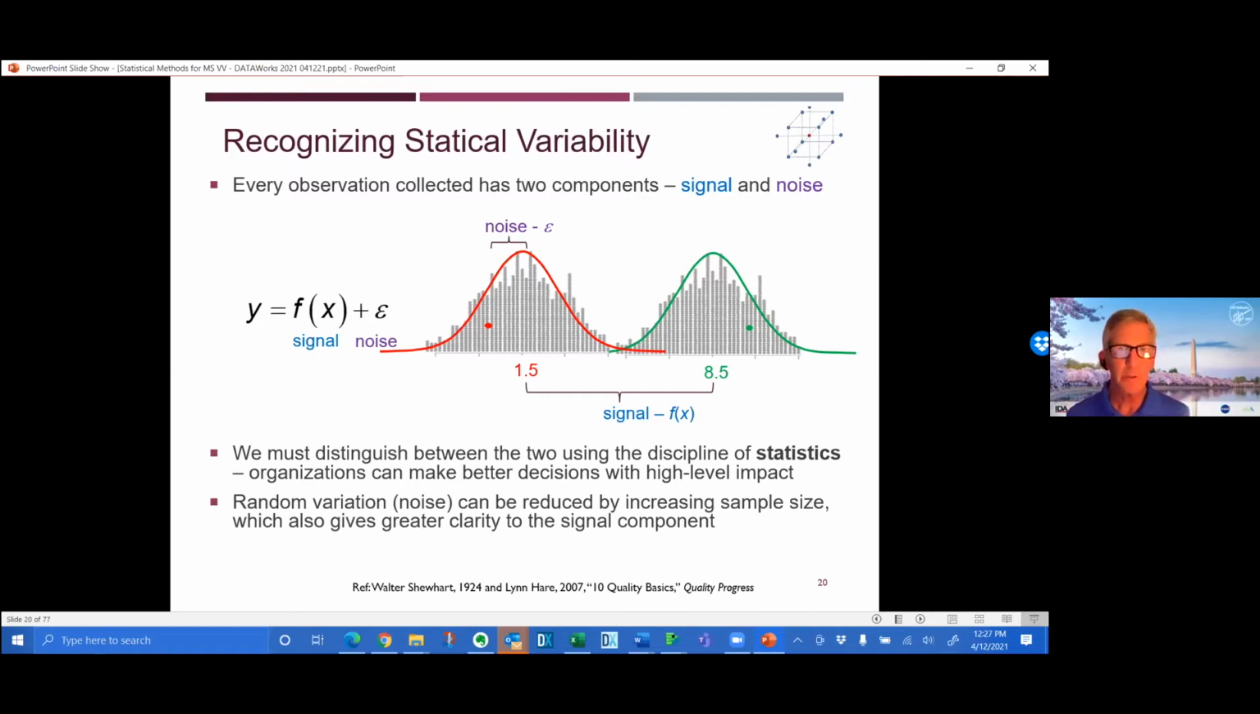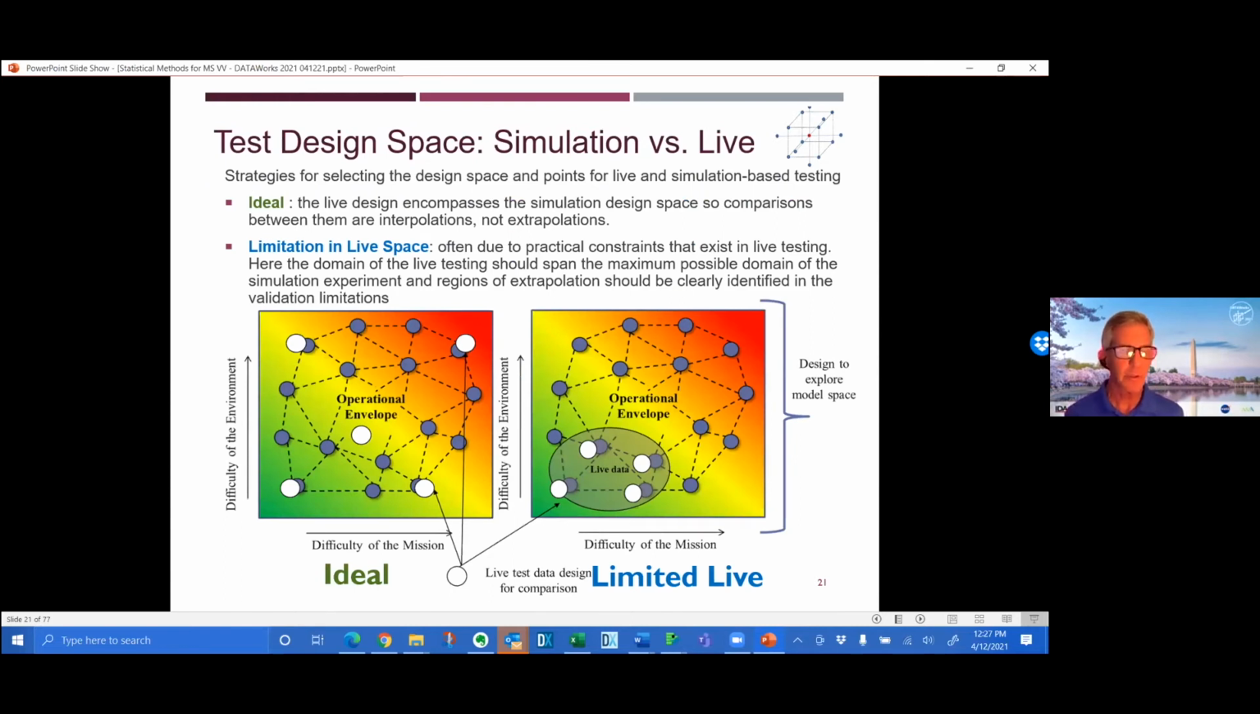Noise can be reduced to some degree by sample size. Larger sample sizes are better. In many simulations, we can take advantage of that with the ability to run simulations in fairly short order and run many of them. Sometimes we don't have that luxury, but more is generally better for managing noise. But the noise is the noise a lot of times, and sometimes it can be overwhelming, particularly when we're restricted on the live side of the house to only a few shots.